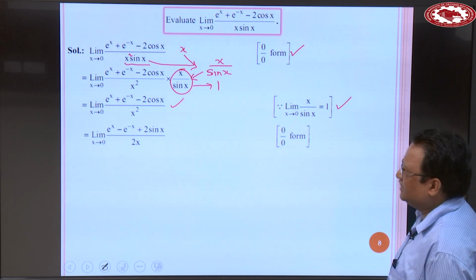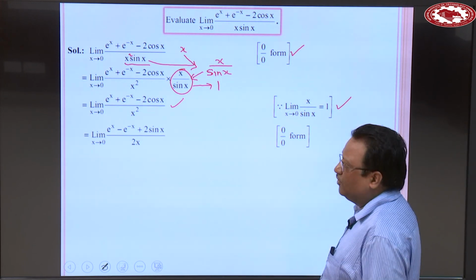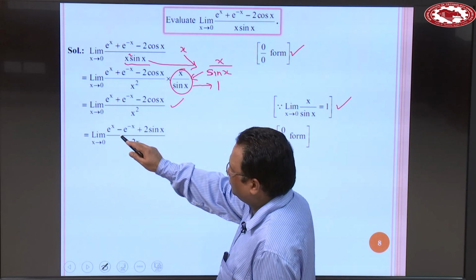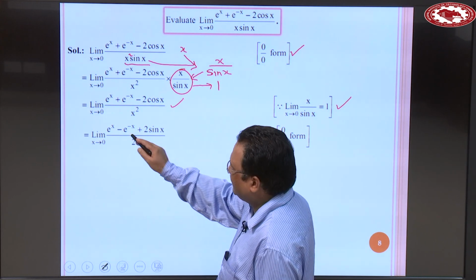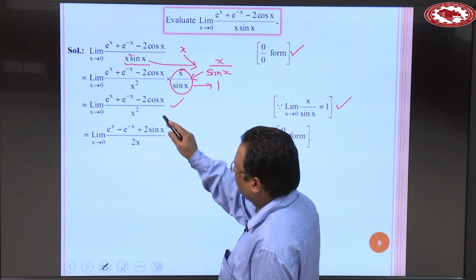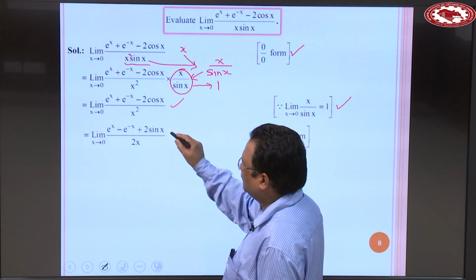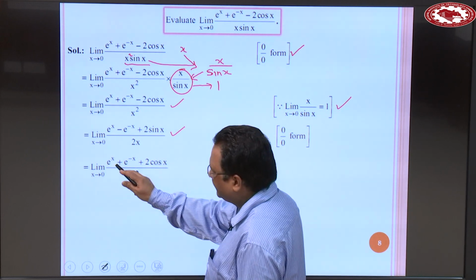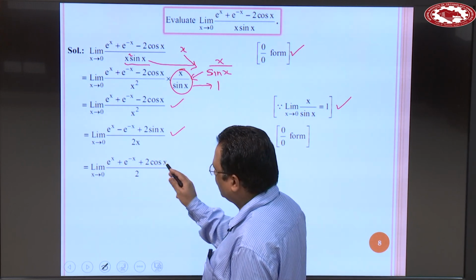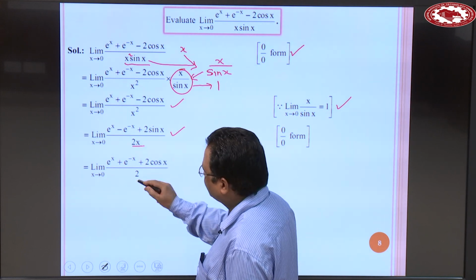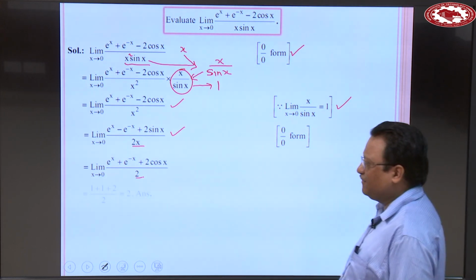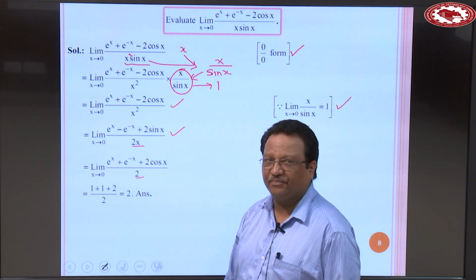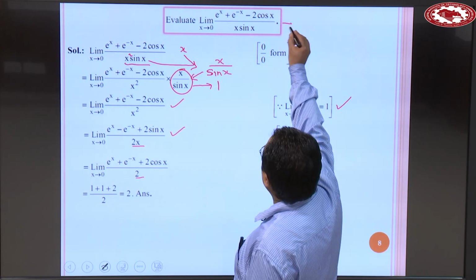Now this one is again 0 over 0 form, so apply L'Hospital rule. When you apply L'Hospital rule, we get e raised to power x minus e raised to power minus x plus 2 sin x divided by 2x. Now again this is 0 over 0 form. Again apply L'Hospital rule, we get e raised to power x plus e raised to power minus x plus 2 cos x divided by 2. Now it becomes a definite value, 1 plus 1 plus 2 divided by 2, which is equal to 2. So the value of this function is 2.